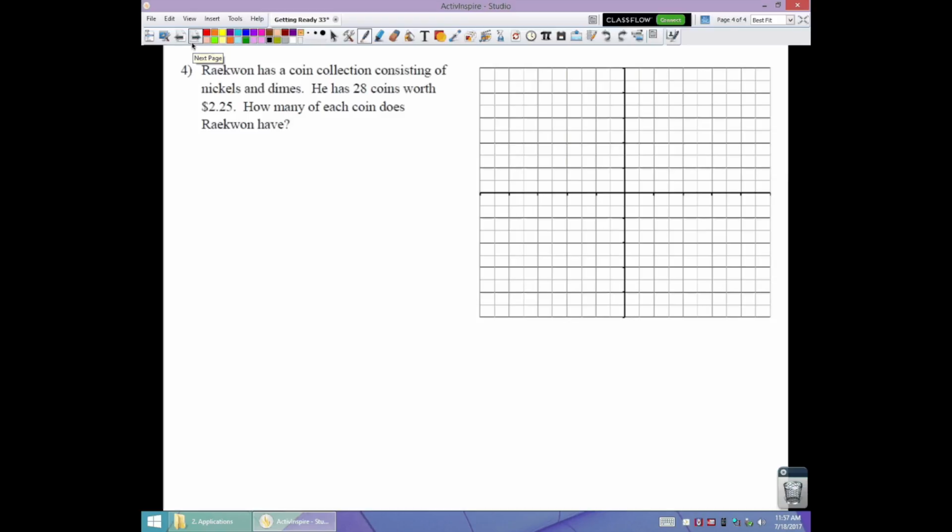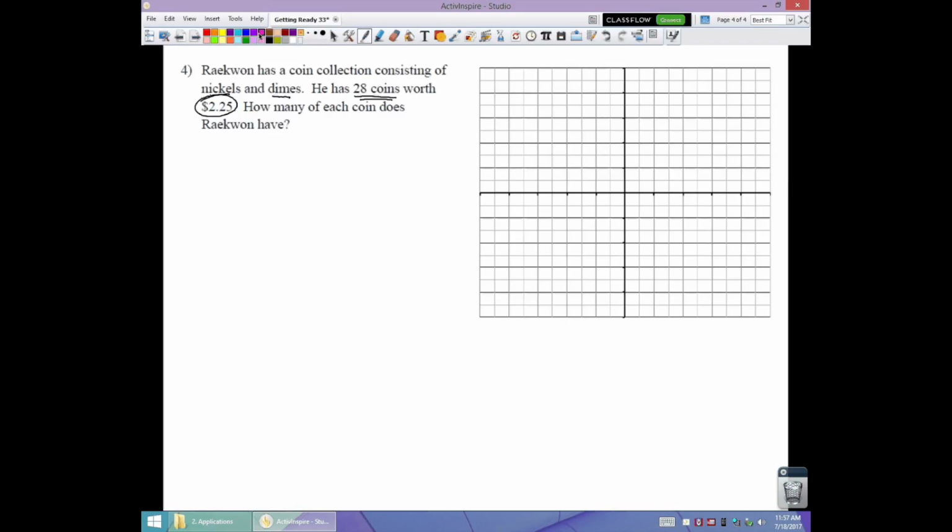And last one, we actually have a scenario word problem here. So we're going to have to make our own equations and then go through all the steps. So Raekwon has a coin collection consisting of nickels and dimes. He has 28 coins, that's the total, worth $2.25. So how many of each coin?